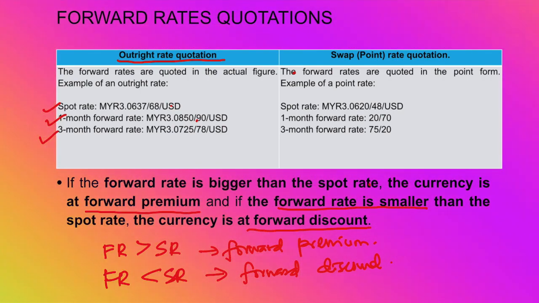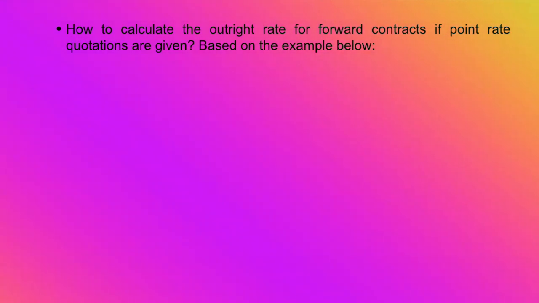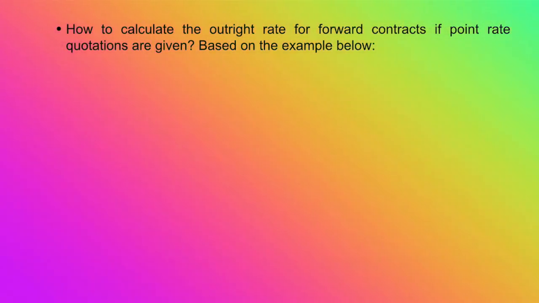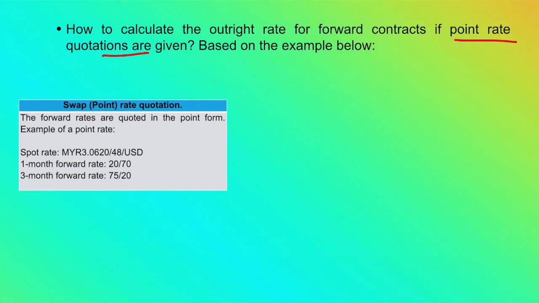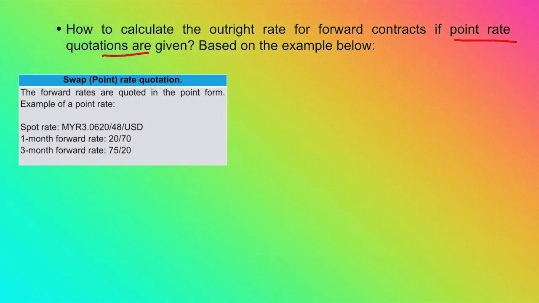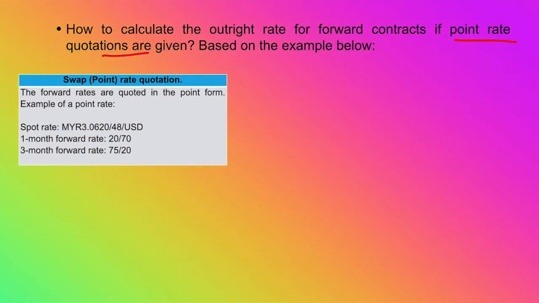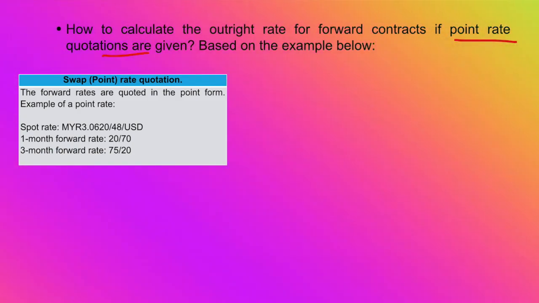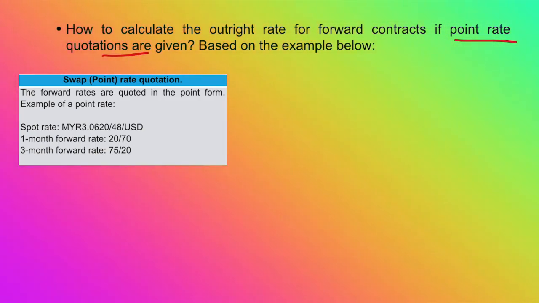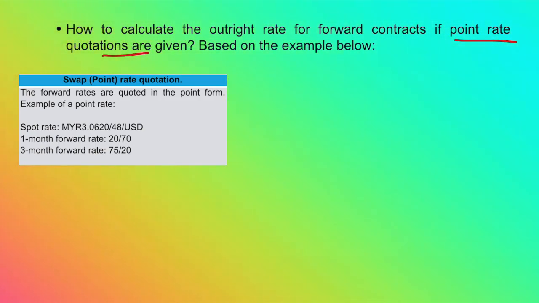Okay, let's look at the example. How to calculate the outright rate for forward contract if point rate quotations are given. Based on the example below, the swap or point rate quotation, the forward rates are quoted in the point form. For example, the point rate is 3.0620/48 US dollar. For 1 month, 20/70. For 3 months, 75/20.